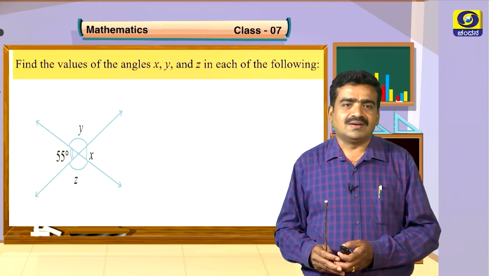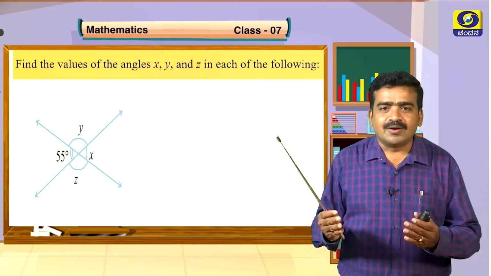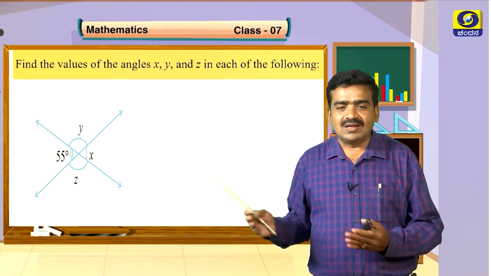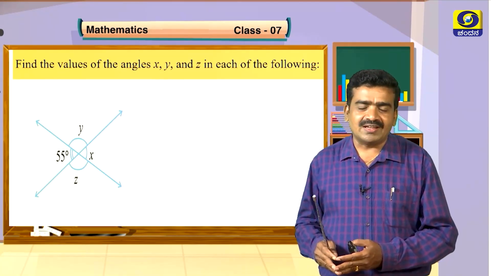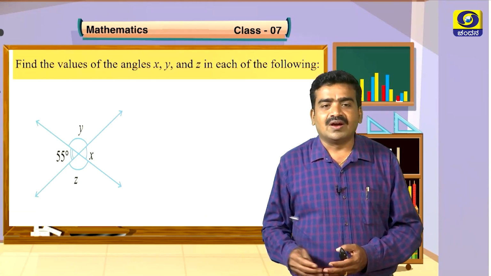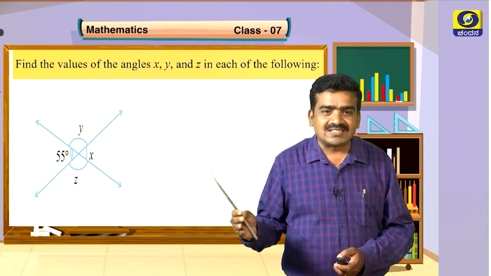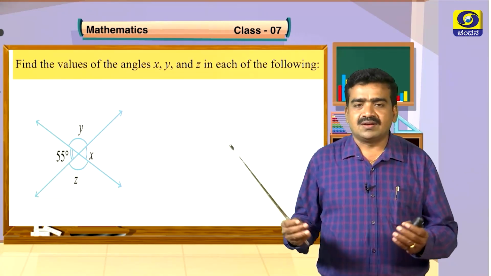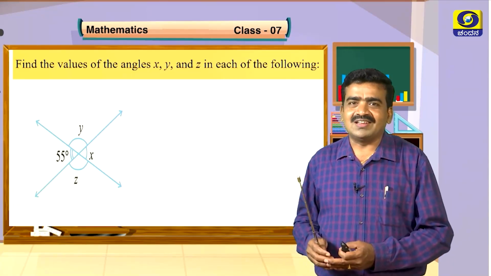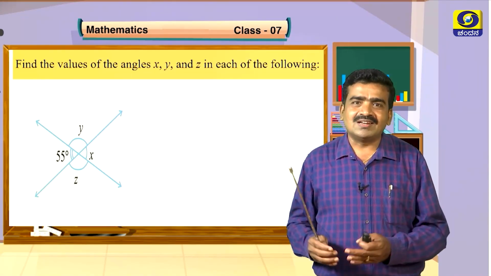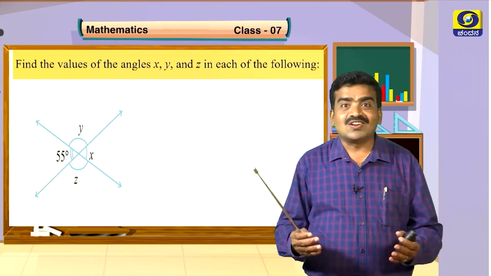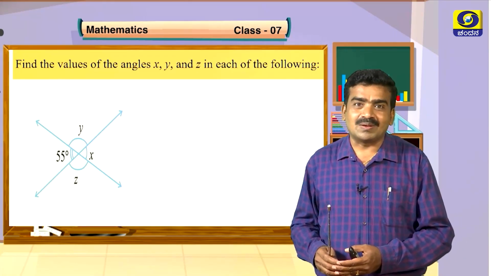Now, let us solve a problem based on vertically opposite angles. Here only one angle is given, that is 55 degrees, and for the remaining 3 angles the names x, y, z are given. We have to find the measure of x, y, z in this case. To solve this problem, we have to recall the property of vertically opposite angles. You all know that vertically opposite angles are equal to each other. Yes, you are already getting the solution for this problem.